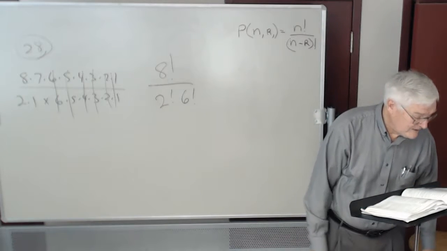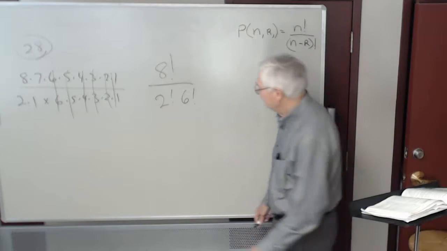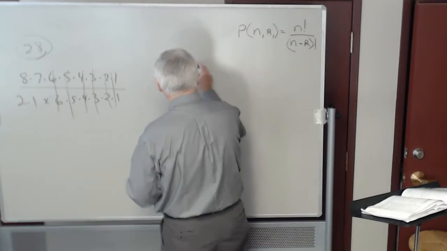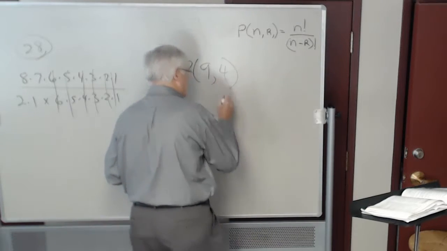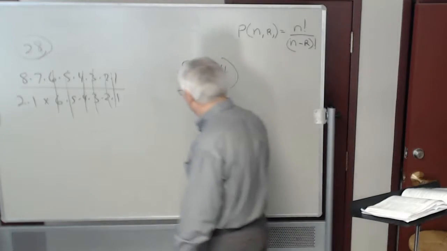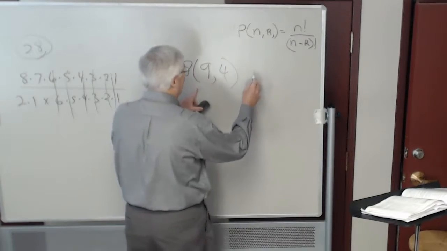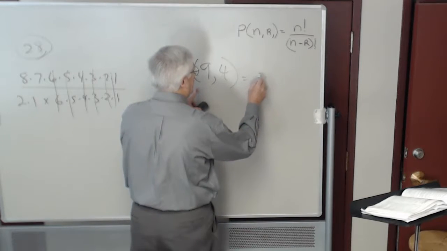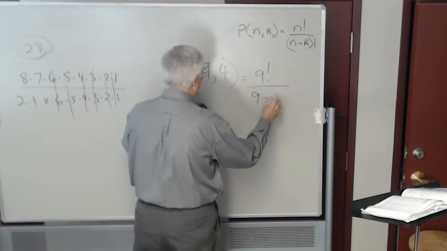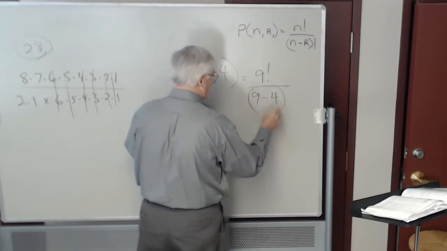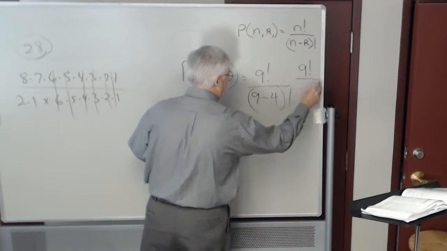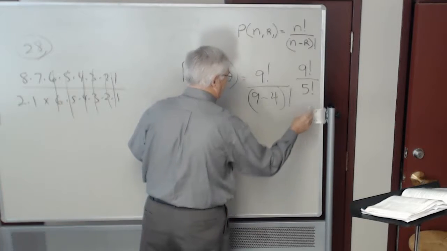Number 14, permutations of 9 things taken, did it say 4 at a time? Yep. So, according to the formula, that would be 9 factorial divided by 9 minus 4 factorial, which would be 9 factorial divided by 5 factorial. You follow that?